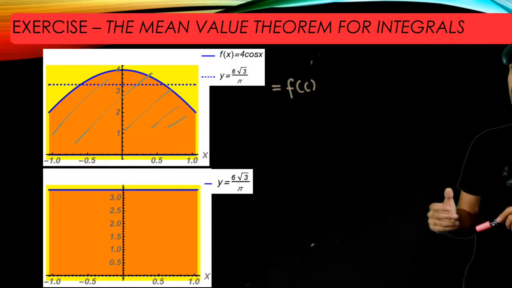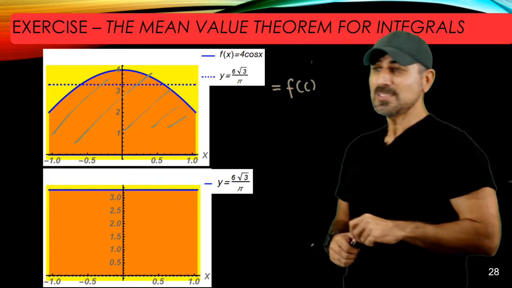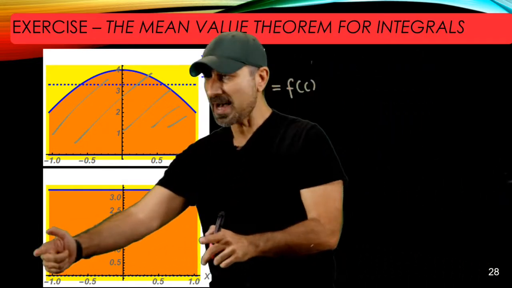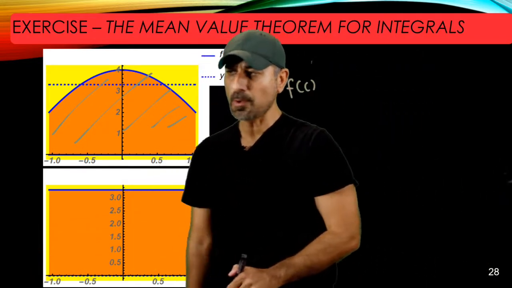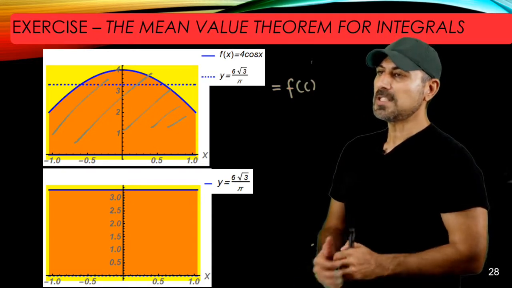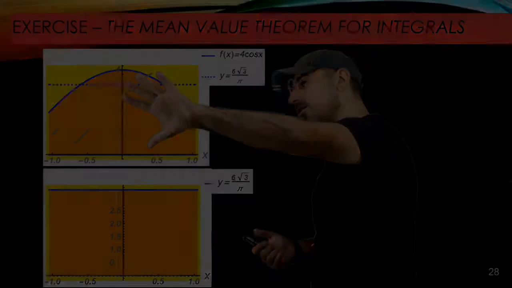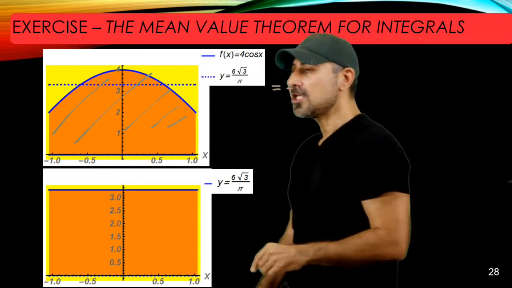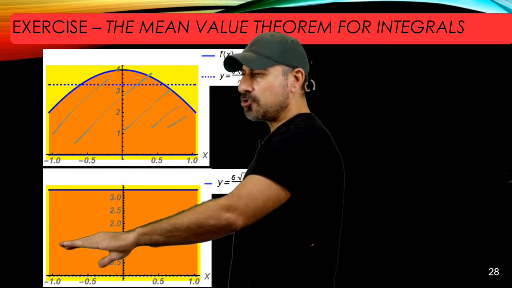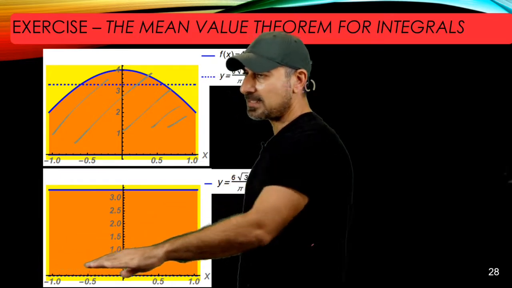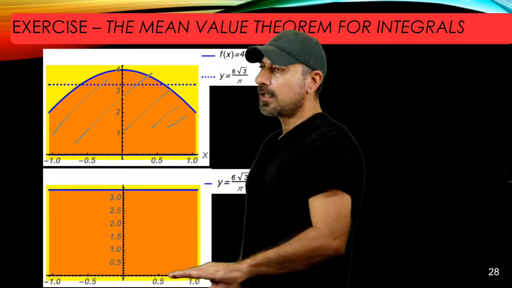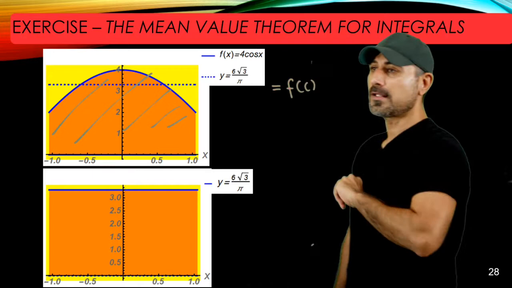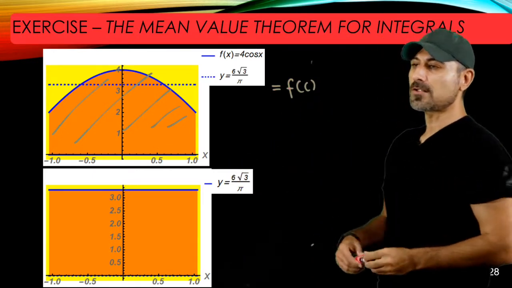The mean value theorem says that there is going to be a value c for which f of c multiplied by b minus a, the difference between the two endpoints, would essentially be the same area. In other words, this orange area, which is the area under the blue curve and the x-axis, is exactly equal to the area of the rectangle whose one side has the length b minus a, which is this side here. The other side, the height of the rectangle, is determined by this f of c, which is found to be 6 radical 3 divided by pi.